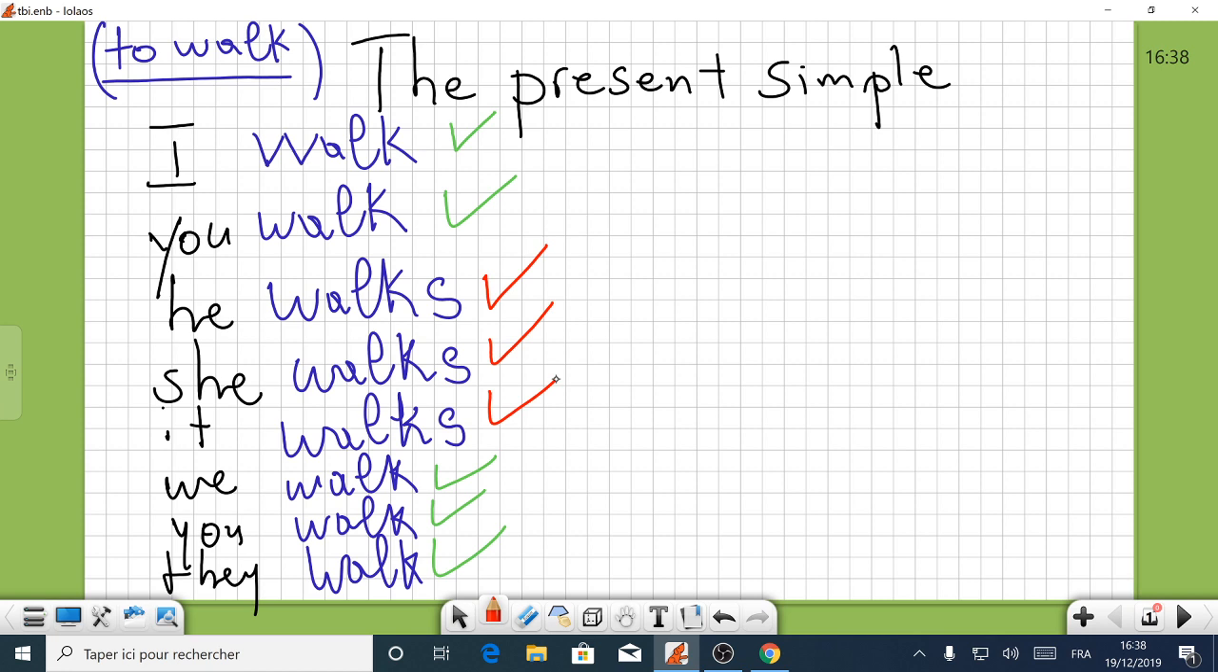Of course, if you want to make a rule here, we shall write he and she and it. So they are subject pronouns plus what? Plus the verb to walk, which is not infinitive anymore. It is in the present simple tense, but we have verb plus, as you can see here, plus s. So we say subject pronoun plus verb plus s. This is the first category. And then we move to the next one.